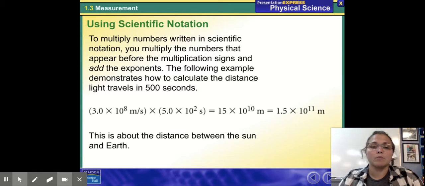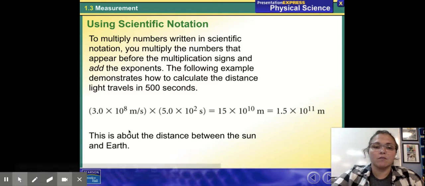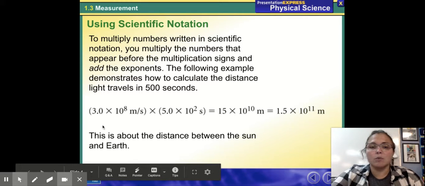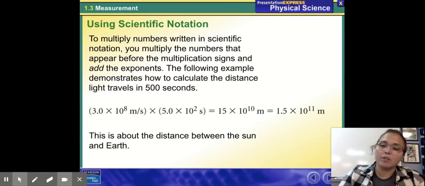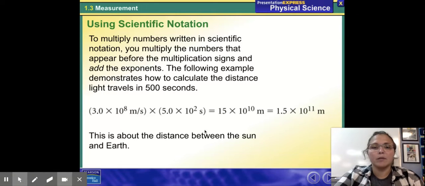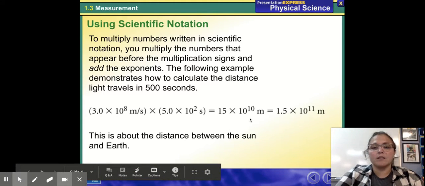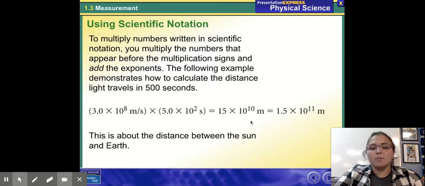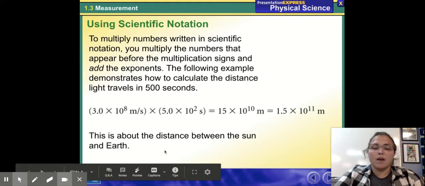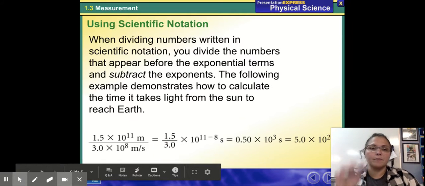The following example demonstrates how to calculate the distance light travels in 500 seconds. Trying to multiply 300 million times 500 would be a difficult task, but we can break this down into very simple math. And when we're using scientific notation, we always need a number between 1 and 10. So this is not correctly written. We need to move our decimal place one more spot over so that it is 1.5 times 10 to the 11th power. And this is about the distance that exists between the sun and the earth.